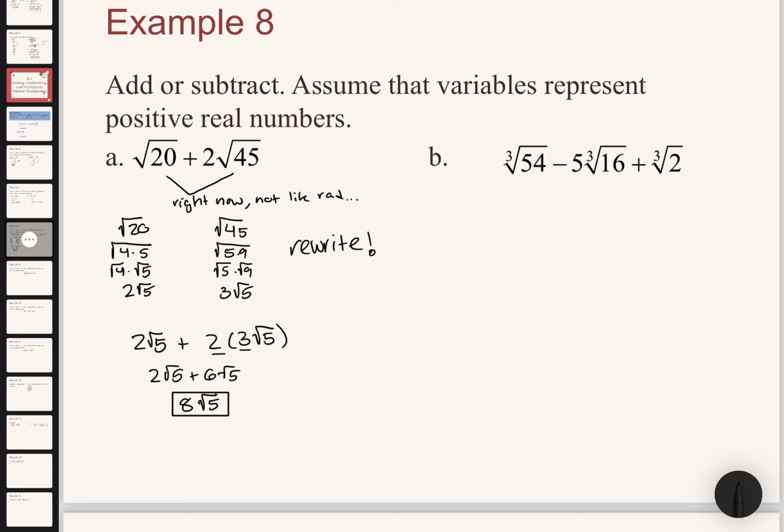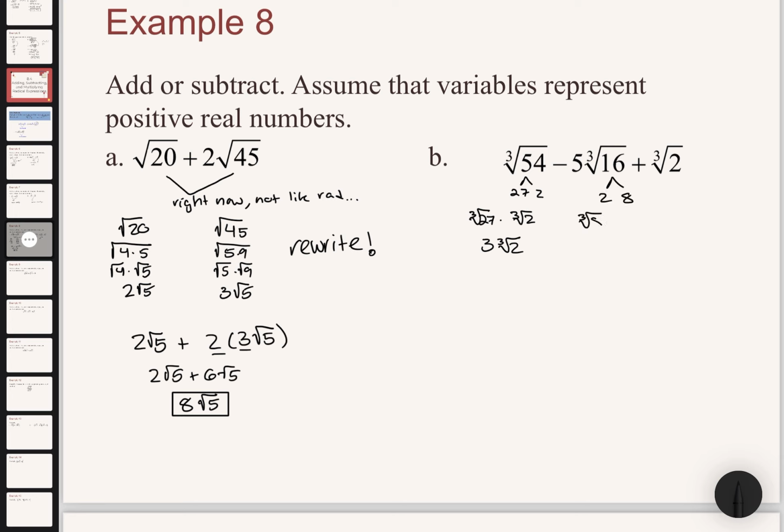They became like radicals, and then we could combine them. Let's see what we can do on this side over here. So cube root of 54 would split into 27 and 2. So the cube root of 27 times the cube root of 2 would simplify to 3 times the cube root of 2. Over here, cube root of 16, well, this would split up into 2 and 8.